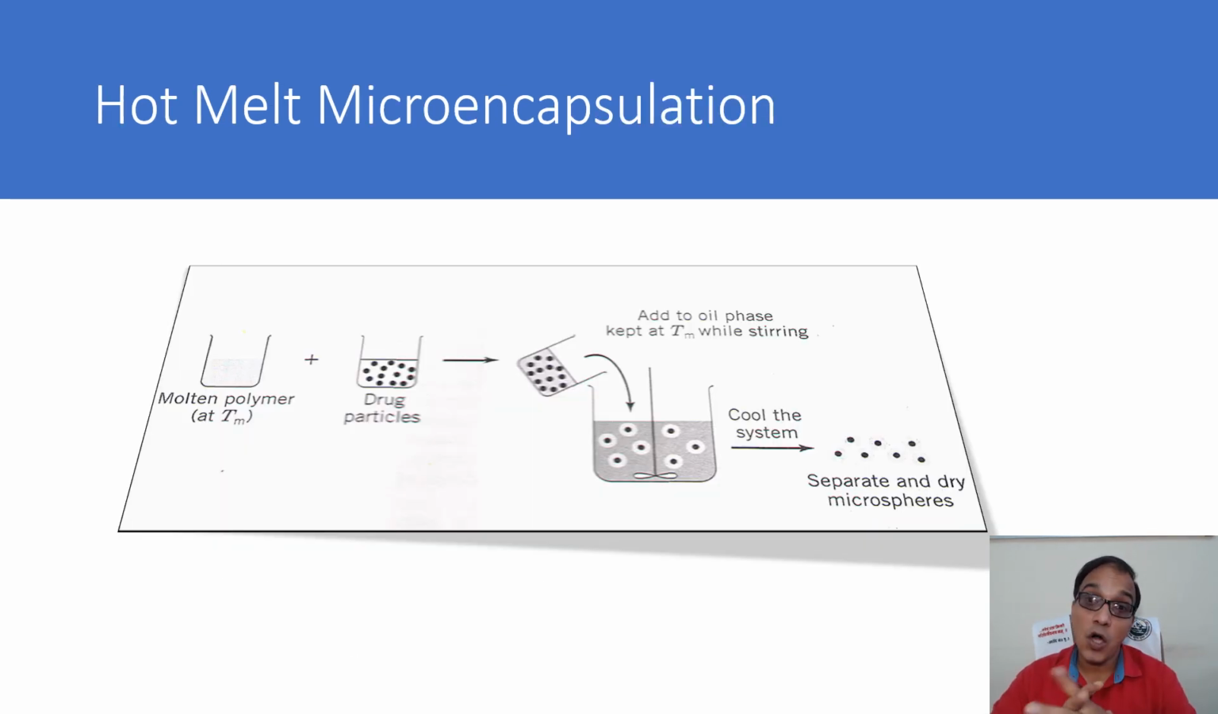Now the next technique is hot melt microencapsulation. As the name suggests, hot melt. What we are going to do is take the polymer at its molten temperature, Tm, and the molten polymer is mixed together with the drug particles and added to the oil phase, kept at that molten temperature while stirring at the same high temperature. Then we will cool the system to get the microparticulate. We will separate and dry the microspheres. These are techniques which are used for some specific polymers.